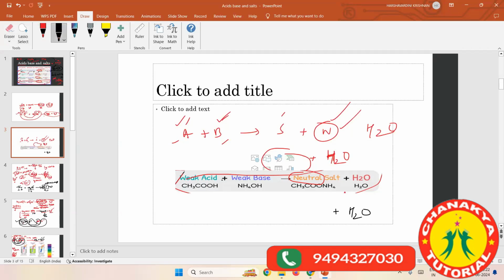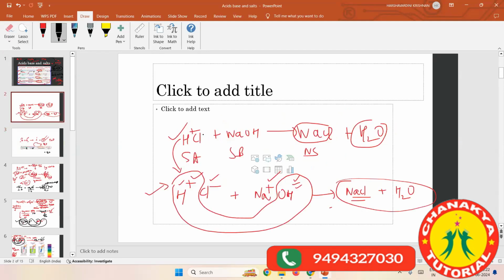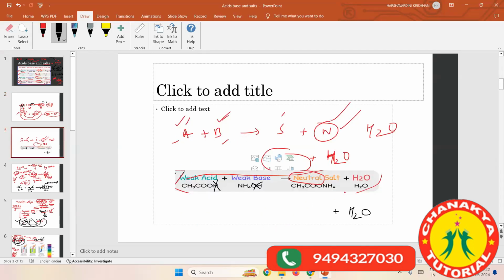Newcomers who are new to the class and those who are attending this class for the first time, are you understanding whatever I'm saying? Yes, ma'am. So always one H will go from the acid and one OH will go from the base. That will actually make the H2O, as I explained in this equation: H plus and OH minus combine to form water. Like that, in this example also, you have one H here and one OH here, right? Yes. That made H2O. And whatever is remaining, what is remaining? CH3COO on this side, NH4 on the other, that's all. Just write that. Okay, neutral salt, right?